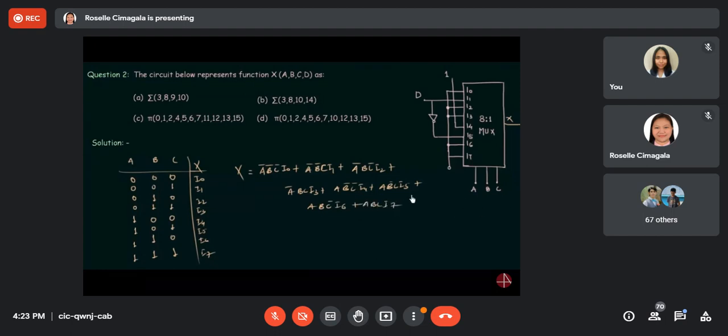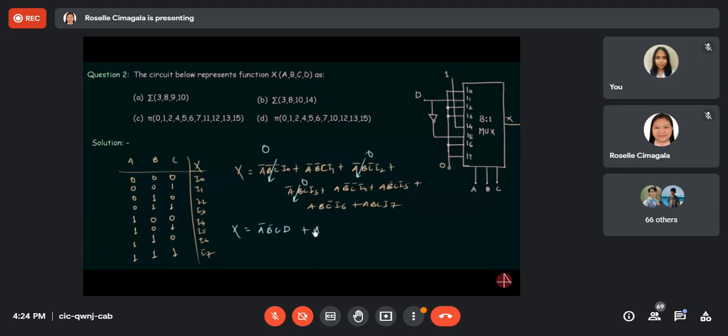Now the only thing that we need to do is to put the values of I0, I1, I2, I3, I4, I5, I6 and I7 from the question like we did in the last problem. So I0 is 0. You can see from here, it is 0. So this will be 0. I1 you can see is equal to D. So I'm having A complement B complement C D, and I2 is also equal to 0, so this will be 0. I3 is 0. I4 is 1. You can see I4 is 1.